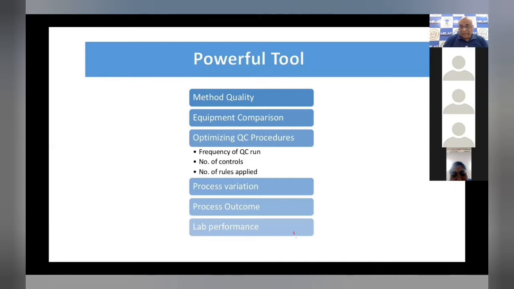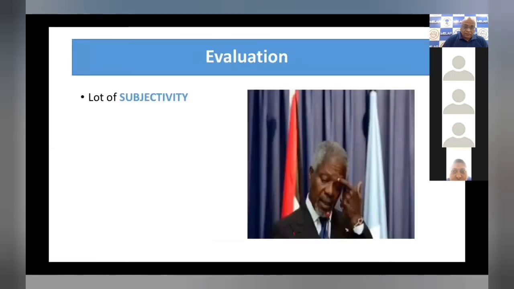either we are checking process variation or we are assessing process outcome. And ultimately, what is our intention? We are working towards the improvement in our laboratory performance. But generally, what happens when we try to evaluate? Everyone will evaluate in his or her own manner. So there is a lot of subjectivity. I think all of you can identify this gentleman.